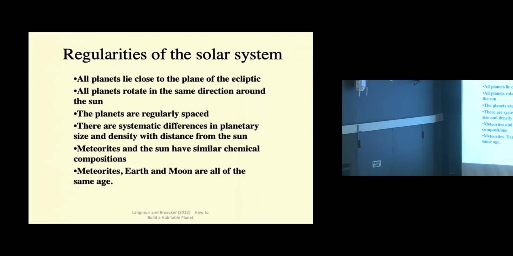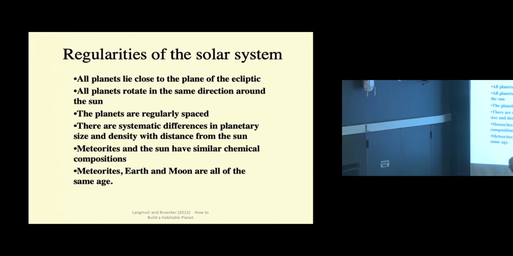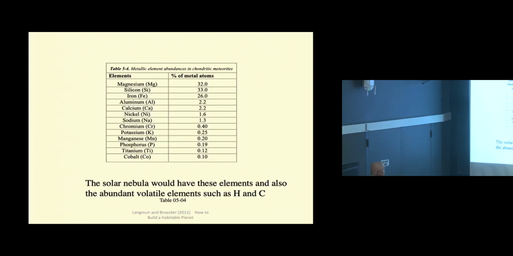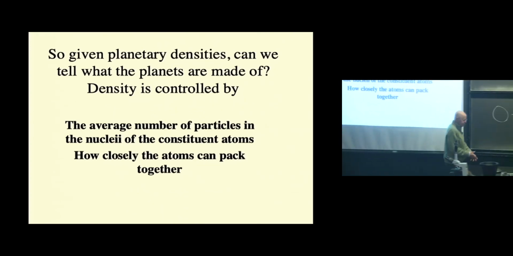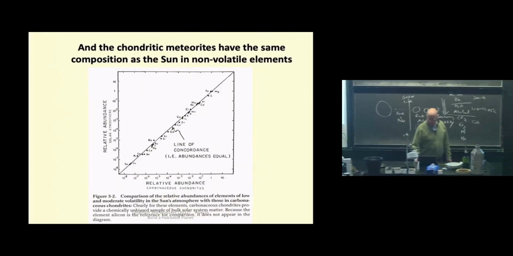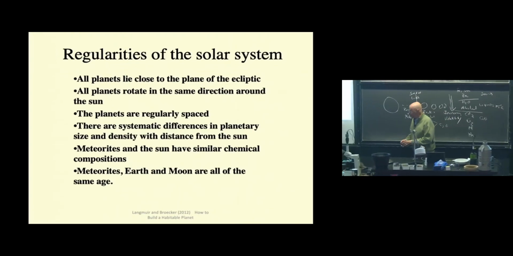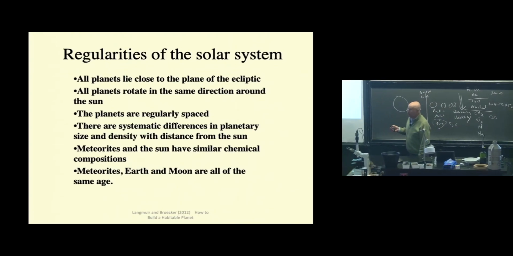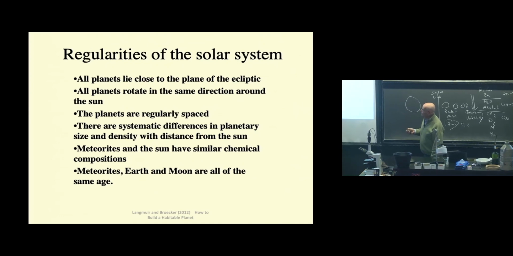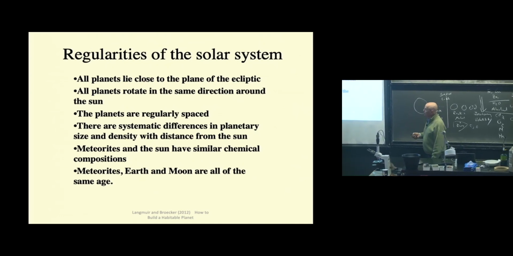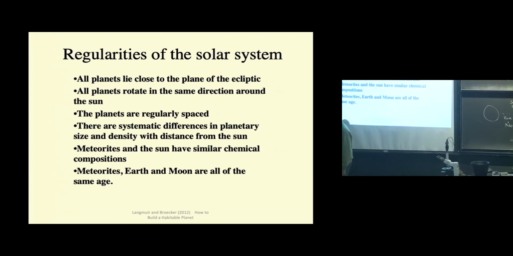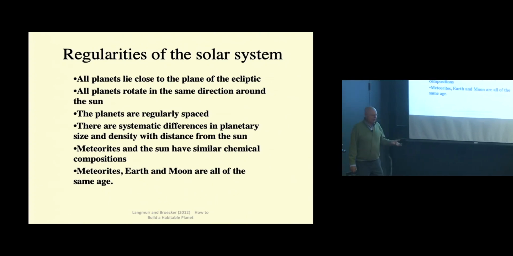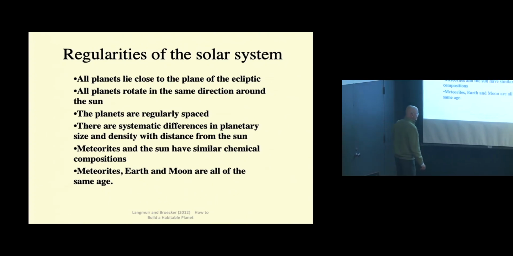So, this is all the lines of evidence for the scientific detective to try to work with. We know that all the planets lie close to a single plane, which we call the ecliptic. It's the equator of the Earth. All planets rotate in the same direction around the sun. The planets are regularly spaced. There are systematic differences in planetary size and density, with inner planets being small and dense, and outer planets being big and less dense.